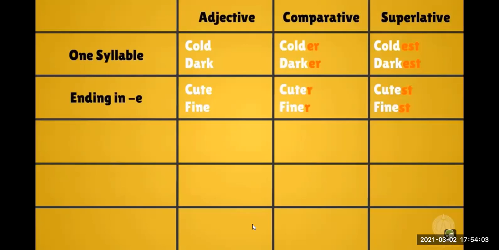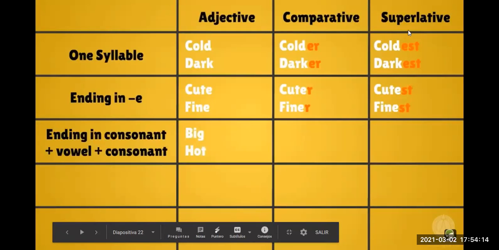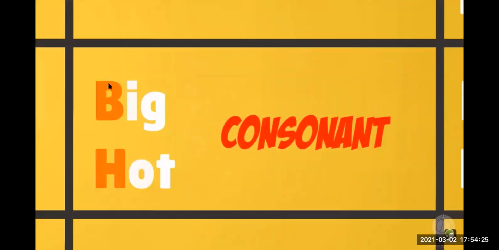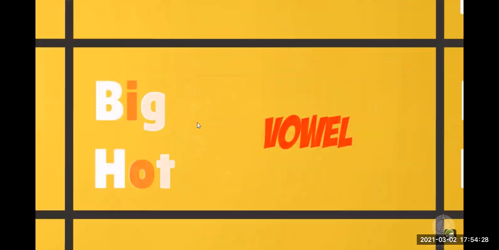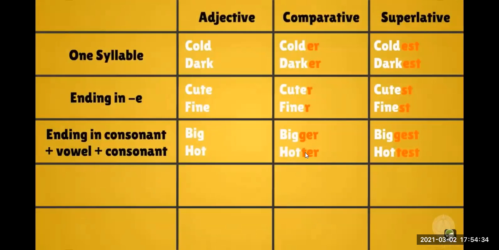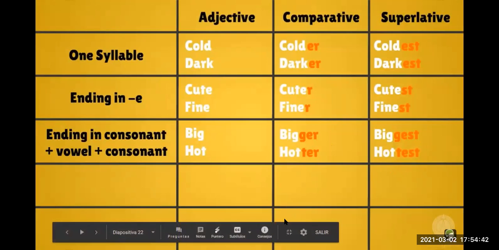What do we do when the adjective finishes in a vowel and a consonant? We repeat the consonant. We double the consonant, right? For example, here we have to double G and here we have to double T. For example, we have consonant, vowel, and consonant, so we have to double the last consonant and add ER or EST. Bigger, biggest. Hotter, hottest. Okay?